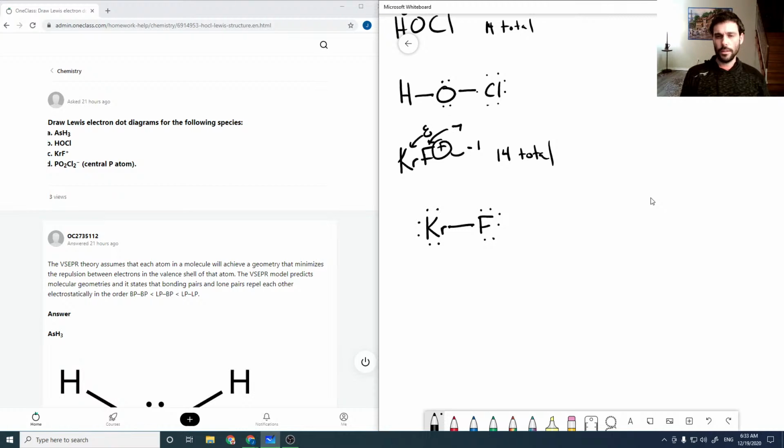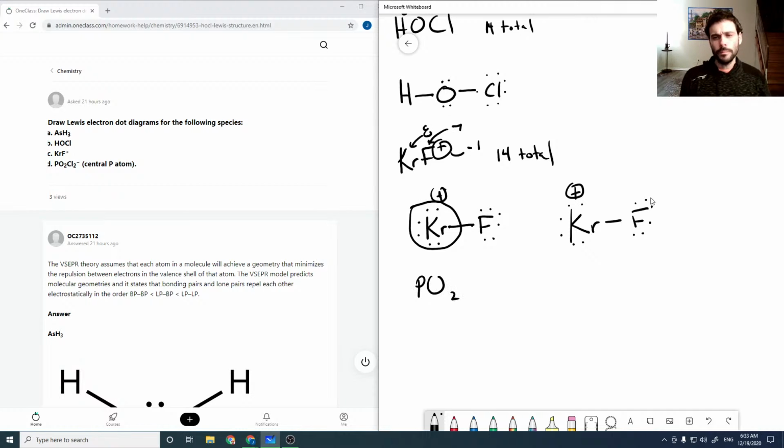And then if we check the charge here, we count the number of electrons around Krypton. Well, it's 7, which means it has a plus charge. So that would be Krypton fluoride, with a positive charge on the Krypton here. Okay.